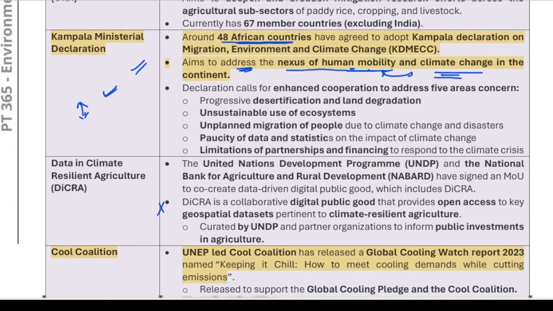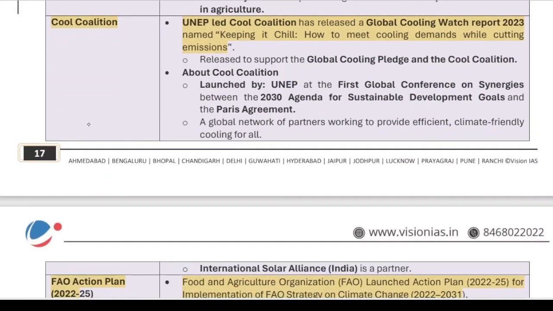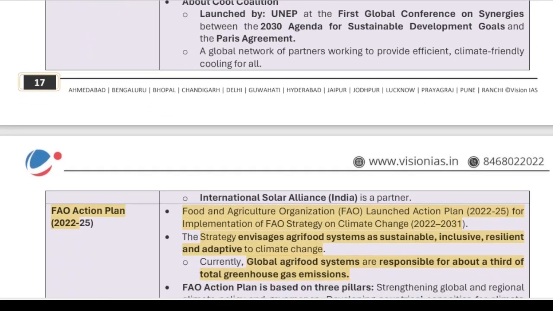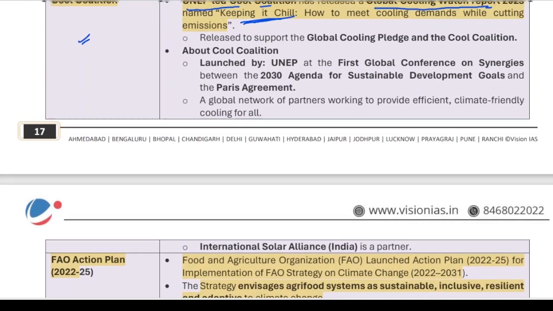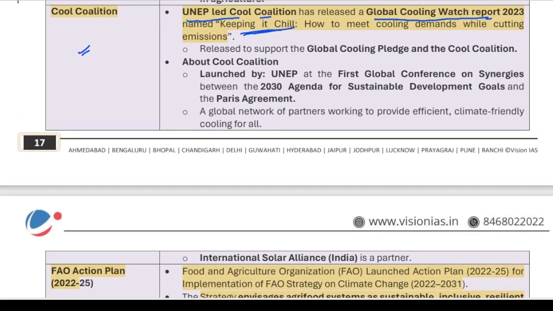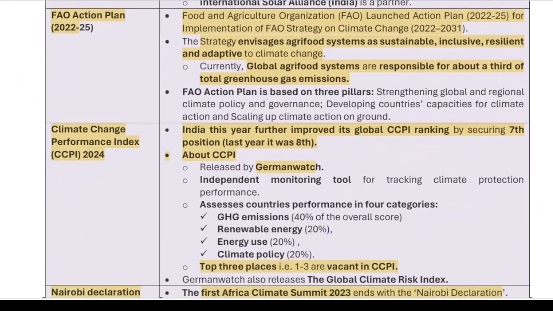Just leave this. Cool Coalition: you may read this line. The UNEP-led Cool Coalition has released the Global Cooling Watch report. It has just released a report named Keep It Chill. What is Cool Coalition? Who has launched it? It was launched by UNEP. Just remember only this information.